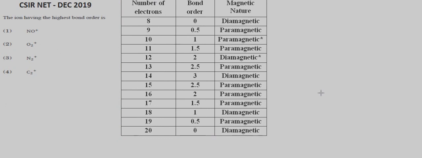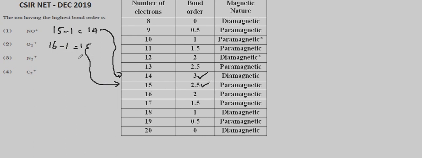So step 1 is that we are going to calculate the sum of the atomic numbers. In this case it is 15. So it is a cation, so we are removing one electron. So that becomes 14. So now we are matching with the number 14. You can see that the bond order is 3. Likewise, in the case of oxygen, it is 16 minus 1, that is 15. So again we are going to match it with this one. So the bond order is 2.5.